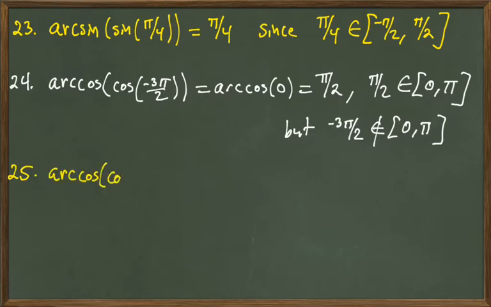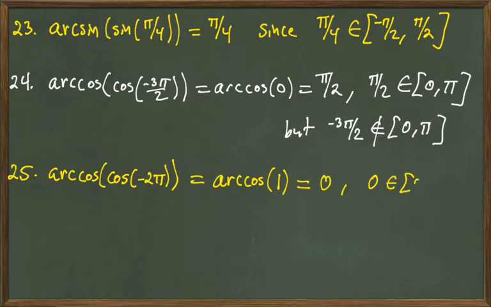Okay, arc cosine of the cosine of negative 2 pi. Negative 2 pi is also not between 0 and pi, but we can evaluate the cosine of negative 2 pi. And so we're finding the arc cosine, and cosine of negative 2 pi is 1. So we're asking ourselves, what's the arc cosine of 1? Where between 0 and pi is cosine equal to 1? That's at 0.